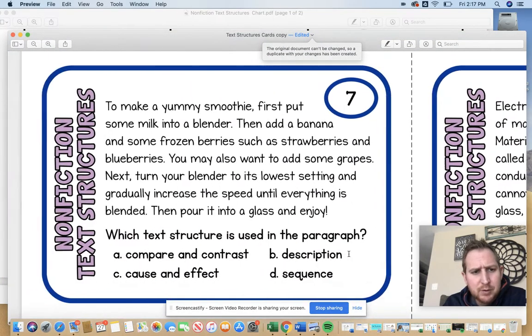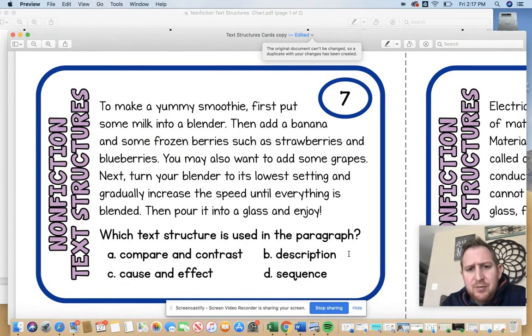All right, 2 more. To make a yummy smoothie, first put some milk into a blender, then add a banana and some frozen berries such as strawberries and blueberries. You may also want to add some grapes. Next, turn your blender to its lowest setting and gradually increase the speed until everything is blended. Then pour it into a glass and enjoy. So, series of steps, lots of times with a recipe. It's going to be this text structure, and that is sequence.